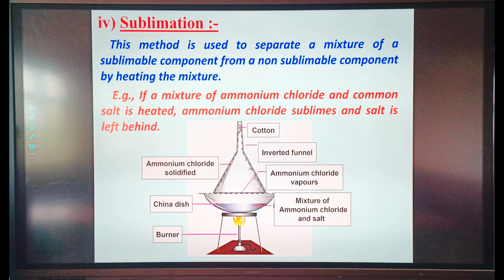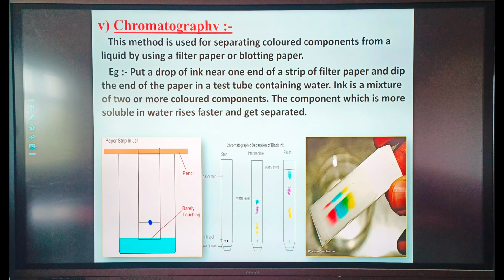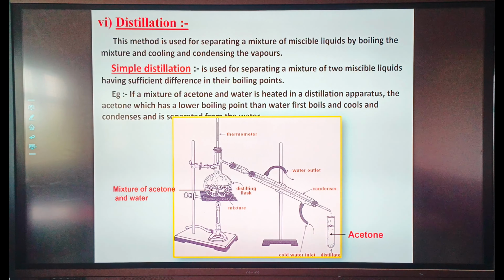सब्लिमेशन प्रोसेस. This method is used to separate a mixture of a sublimable component from a non-sublimable component by heating the mixture. एग्जांपल दिया हुआ है. Chromatography. This method is used for separating colored components from a liquid by using a filter paper or blotting paper.